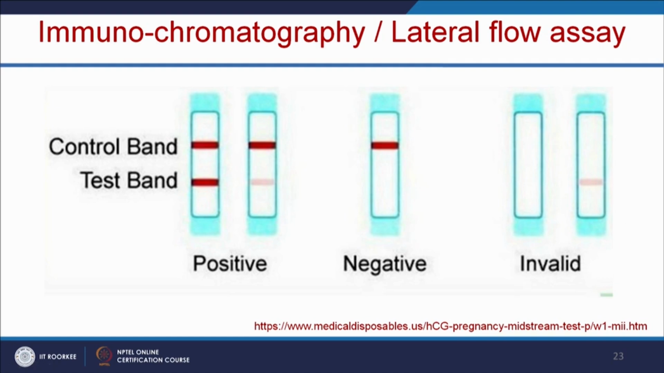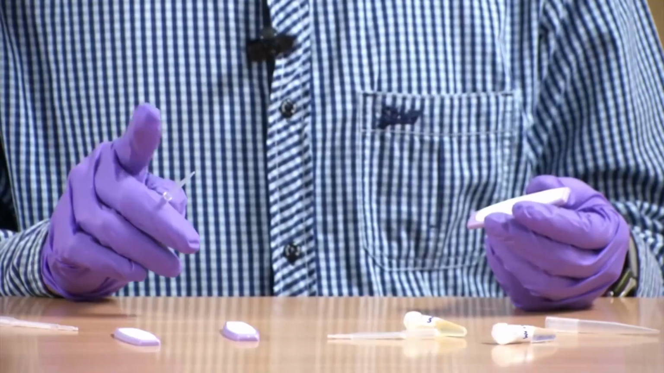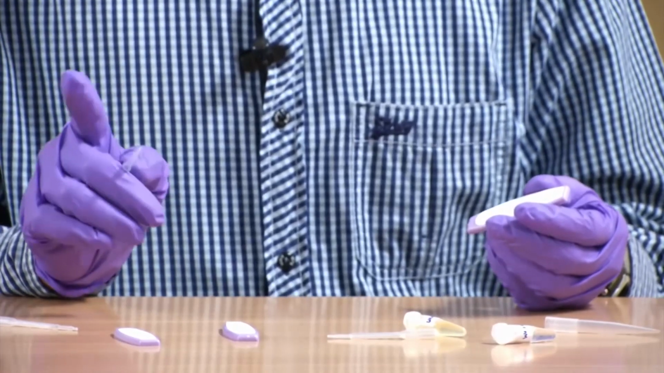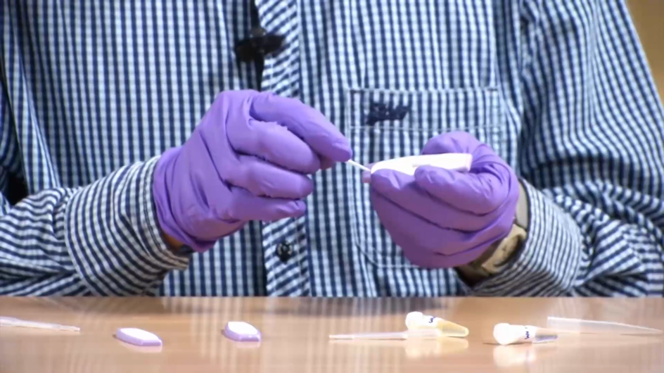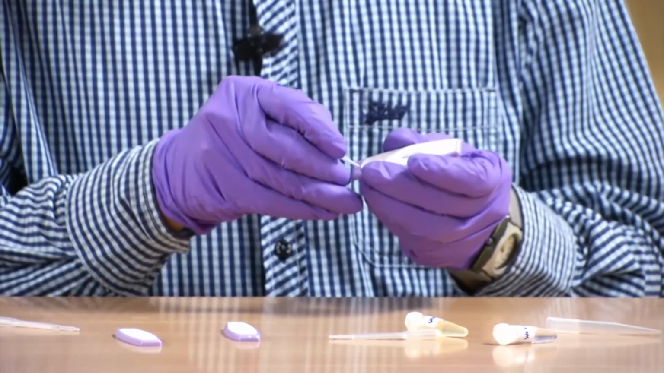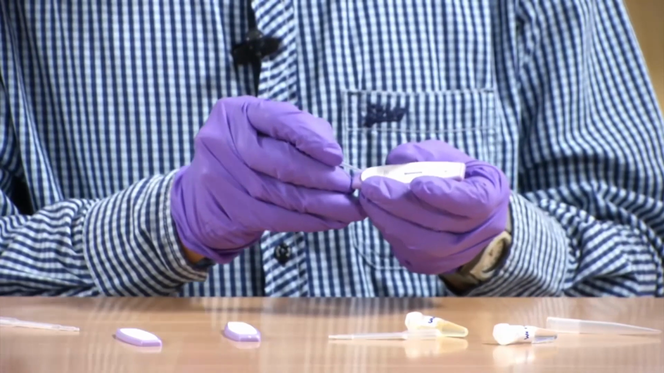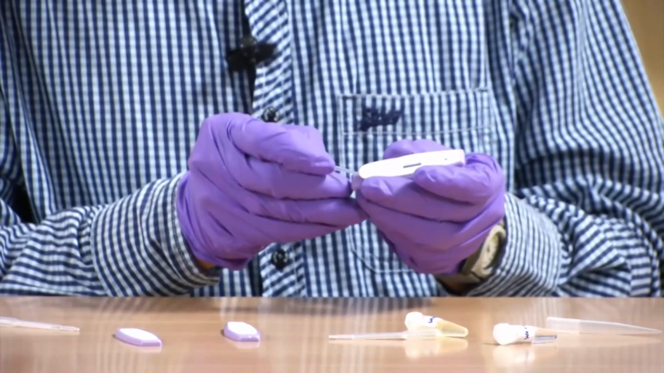So, I will show you a demonstration of the lateral flow assay using the pregnancy test kit, so you can easily understand the concept. Let me explain the principle of lateral flow assay using a simple pregnancy test kit. First, I will open this pregnancy test kit and show you the arrangement of various pads in this kit.